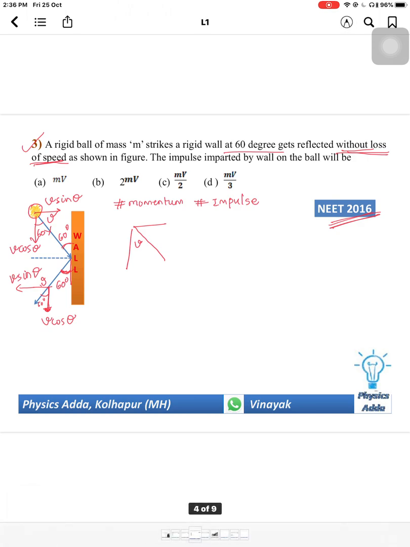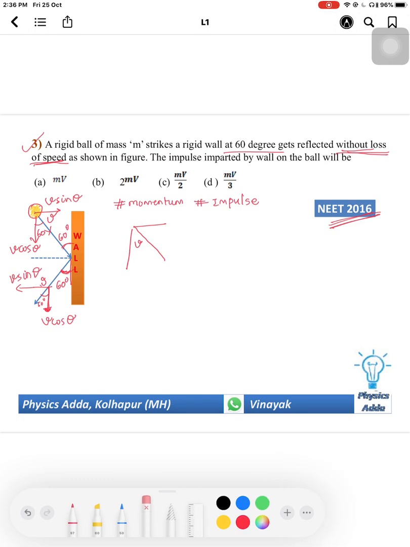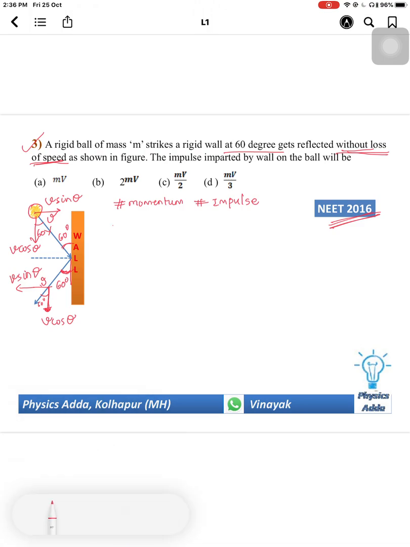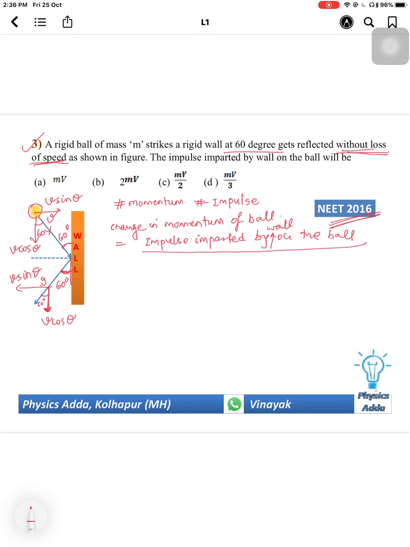Now, next thing is that I need to write the momentum in vector form. What is change in momentum? I need to find. Because change in momentum will be what? Impulse imparted by the wall on the ball. Okay. Change in momentum of ball will be impulse imparted on the ball. So I need to find this one.